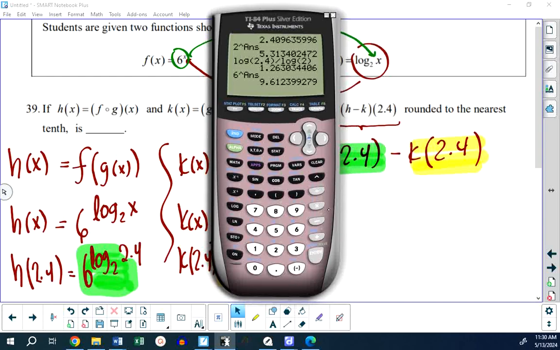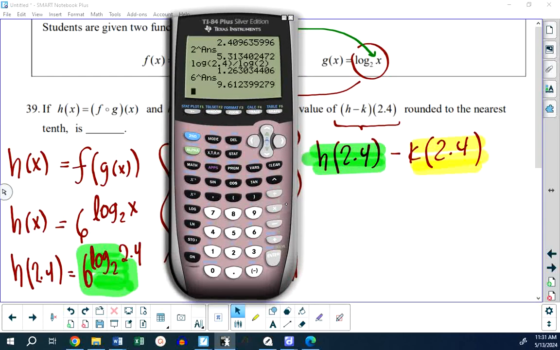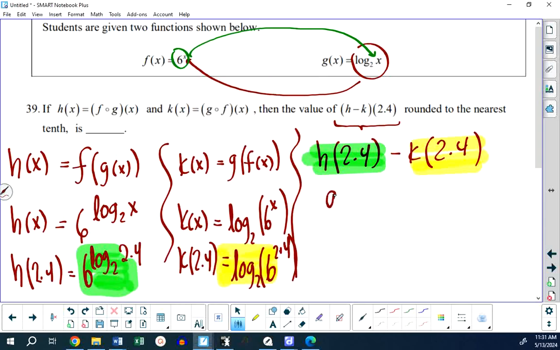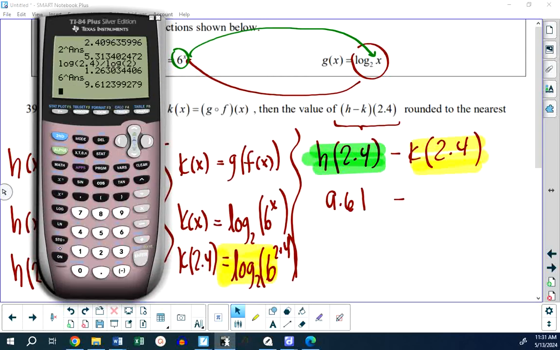So I just want to make sure that's right. 9.61-ish minus, and then I'm going to go over here. And this time I'm going to take 6 raised to the 2.4. And now I'm going to take the base 2 logarithm of that, which using the change of base formula is log of that over log of 2. And I get 6.2-ish.